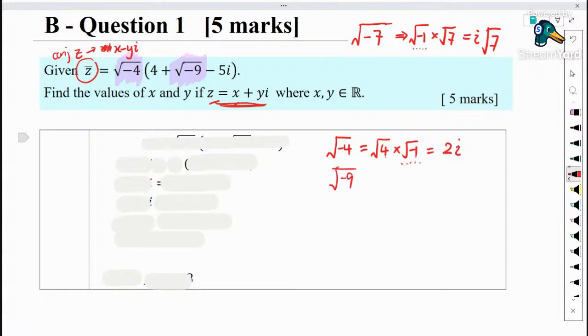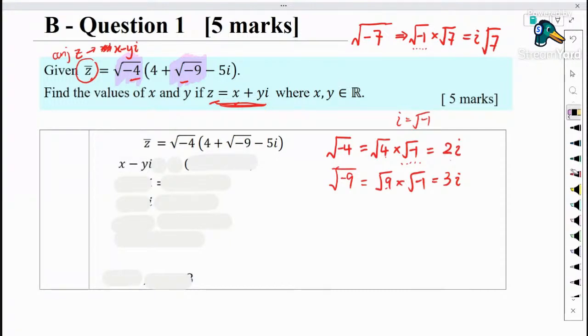So square root of negative 4 is 2i. Similar idea: square root of negative 9 is square root of 9 multiplied by square root of negative 1. So square root of 9 is 3, and square root of minus 1 is i. So this is the conversion we are going to do on these two terms here. And also we substitute the conjugate of z to proceed with our calculation. So as a result, beginning from the equation given, substitute the conjugate of z, which is x minus yi. Watch out, x plus yi is z. Now we want the conjugate, so change the sign on the i part.